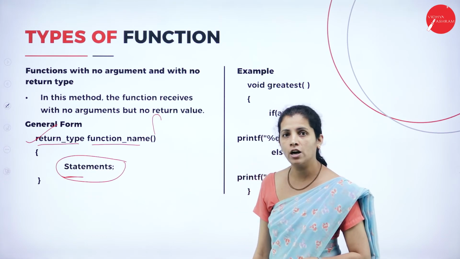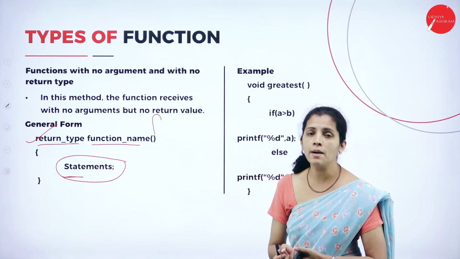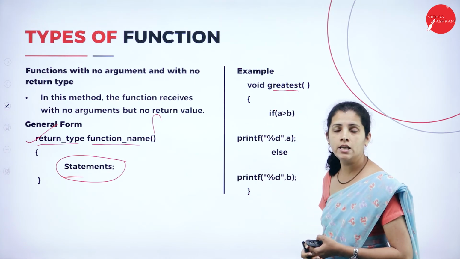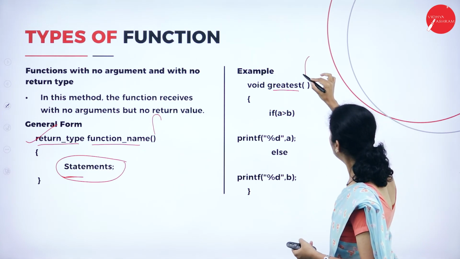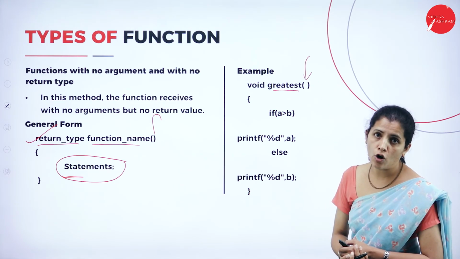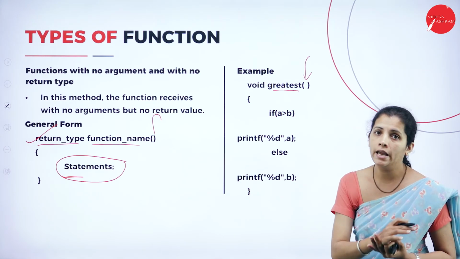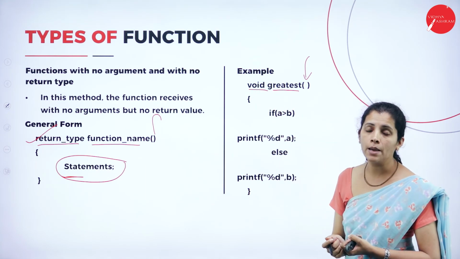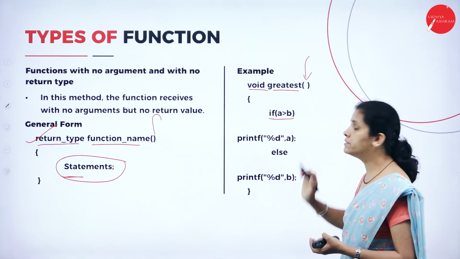See here, I don't have any return statement because I'm not going to return any value to the calling function. Now, dear student, let me consider the example here, that I'm going to have the function name called greatest, and I'm not going to receive any arguments. At the same time, I'm not going to return any value. For that reason, here return type is void.